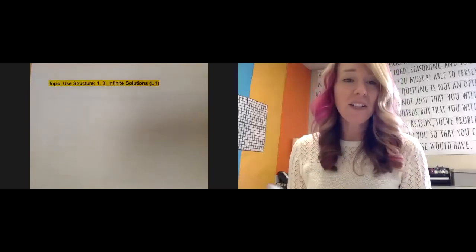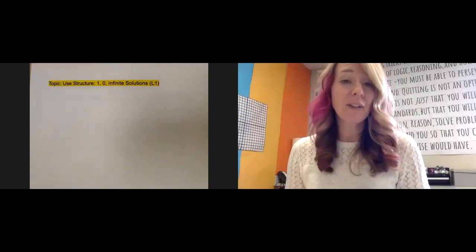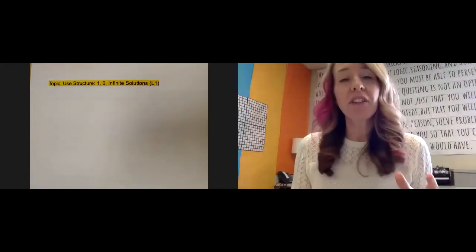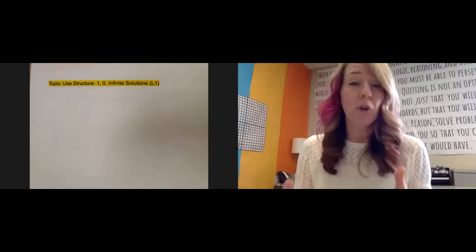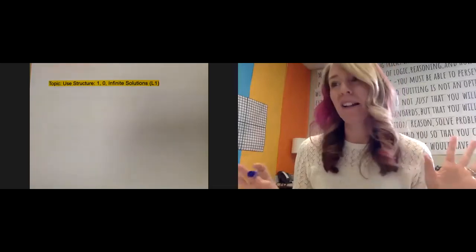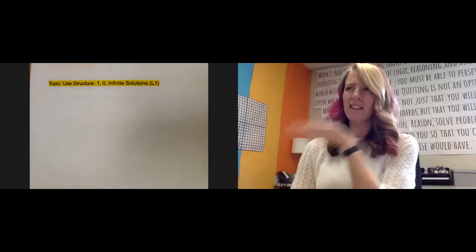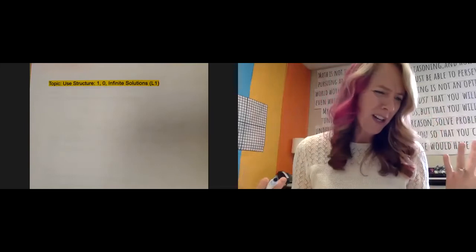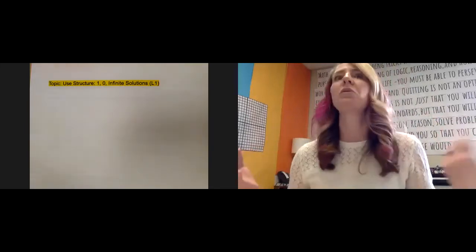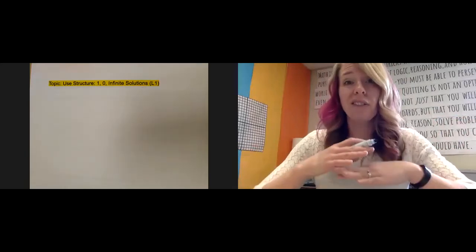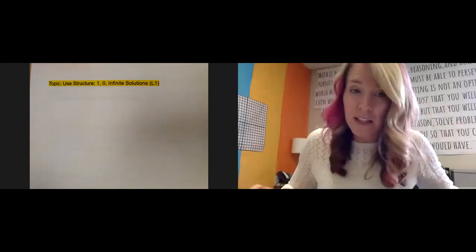This Delta Math topic is use structure: 1, 0, or infinitely many solutions, okay? Most of the equations that you are used to dealing with have one solution, x equals something, right? But sometimes it's not possible. You can simplify it and get 7 equals 13. You're like, what? Or it'd be 2 equals 2, and that doesn't seem to make sense either. So that's when you have no solution or infinitely many solutions.